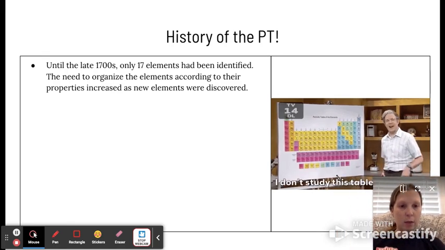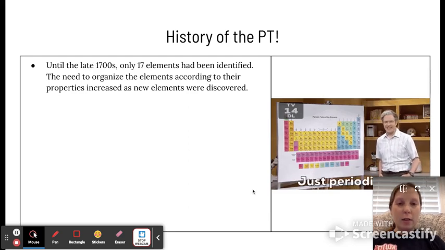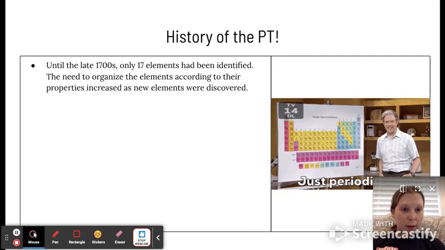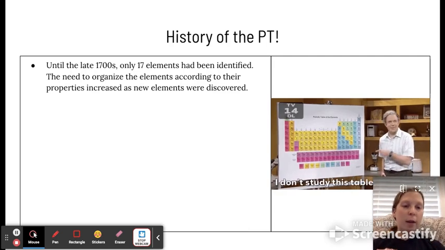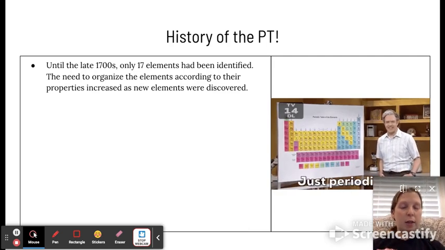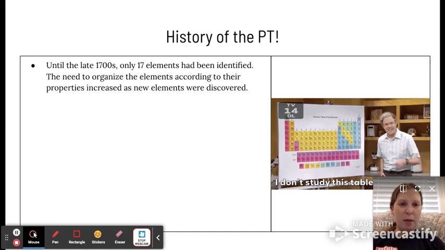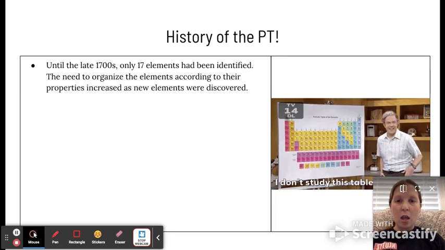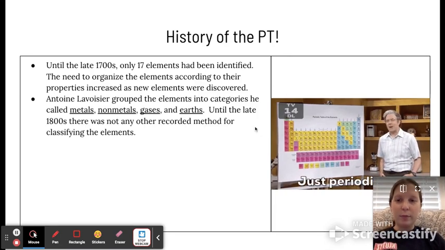While we find all these elements, we now have to find a way to organize them in an efficient manner that we can look at and analyze very easily, which is how we came up with, or discovered, the periodic table, which is why I like this little meme over here.